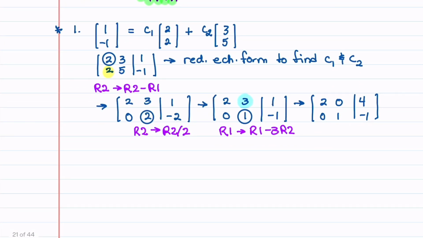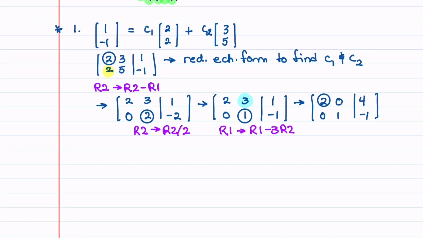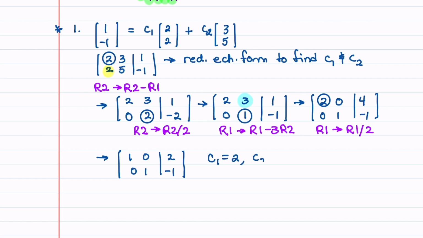Hang with me. We're almost done with our reduction. Let's circle this last pivot, and that needs to become a 1. So we're going to take row 1 and replace it with row 1 divided by 2. So our top row becomes 1, 0, 2, and our bottom row is 0, 1, -1. So this tells us that C1 is 2, and C2 is equal to -1.